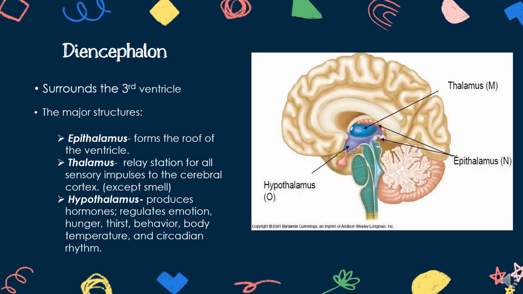Smell is one sensory modality that does not synapse in the thalamus before connecting to the cerebral cortex. This intimate connection between the olfactory system and the cerebral cortex is one reason why smell can be a potent trigger of memories and emotion. Next is the hypothalamus. It produces hormones, regulates emotion, hunger, thirst, behavior, body temperature, and circadian rhythm.